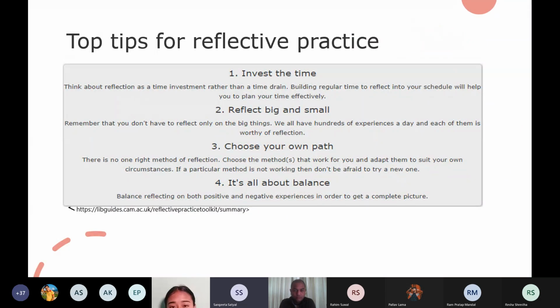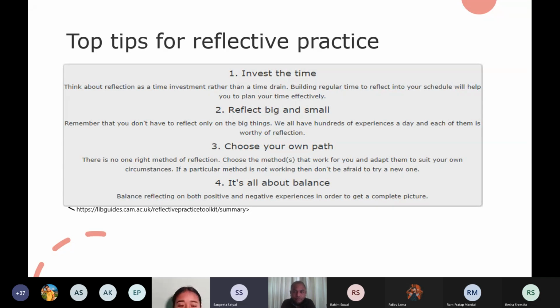Coming to the top tips for reflective practice. First one is invest the time. You should start reflective practice as a time investment rather than a time drain. Building a regular time to reflect into your schedule will help you to plan your time effectively and reflect on both small and big matters.